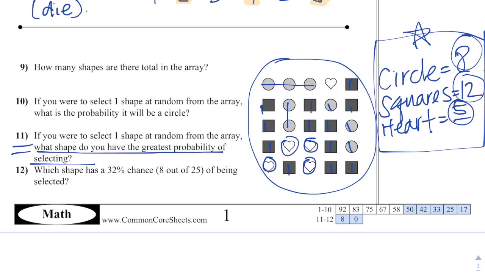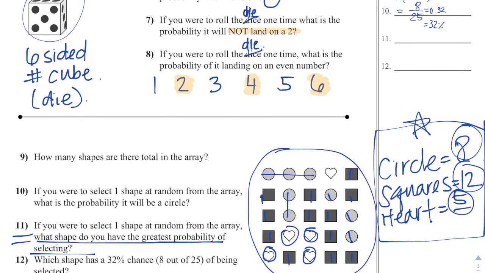Which shape has a 32% chance, 8 out of 25, of being selected? Wait, didn't we just answer that for number 10? All right, so I'm not going to answer it. Hopefully you'll be able to answer it.